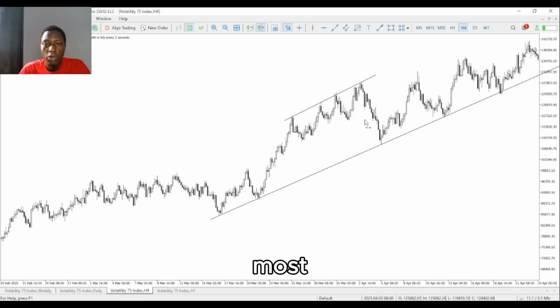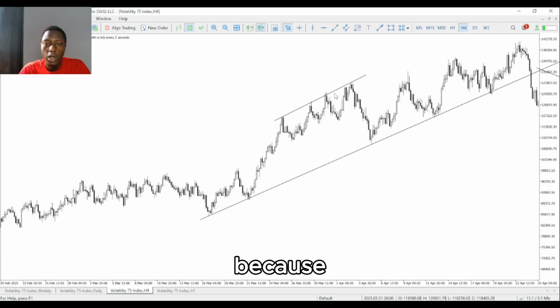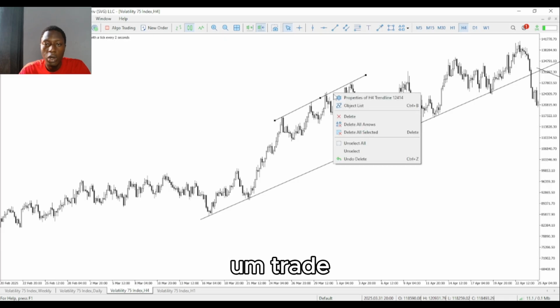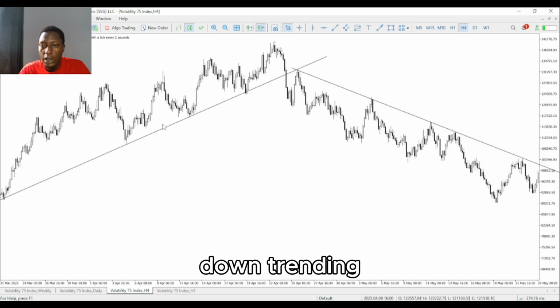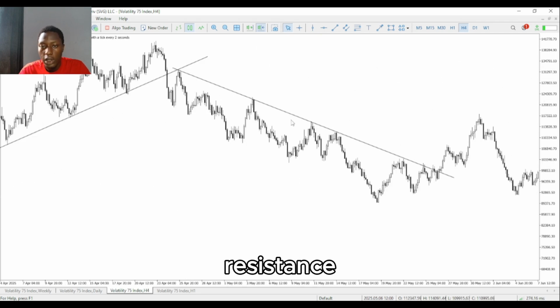You understand? Most of the time it will not work for you because, like it is said, trade with the trend. If the trend is up, then you look for buying opportunities. If the trend is down, you look for selling opportunities. So you always trade with the trend. That is why once the market is in an uptrend, you draw a support trend line, then when the market is downtrending like this, you draw a resistance trend line.